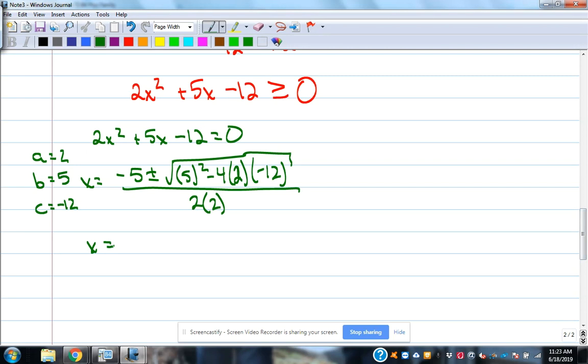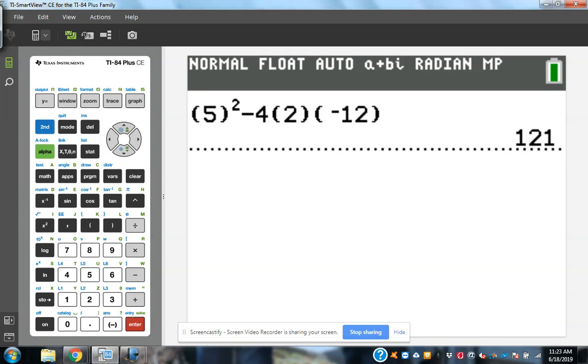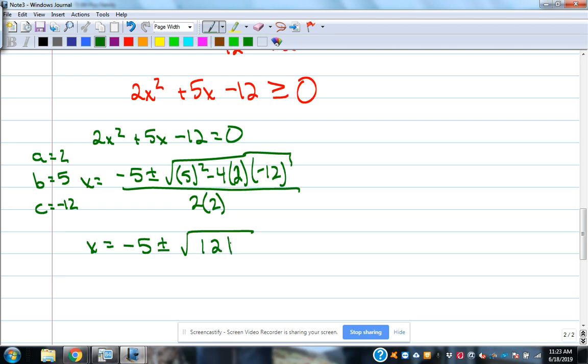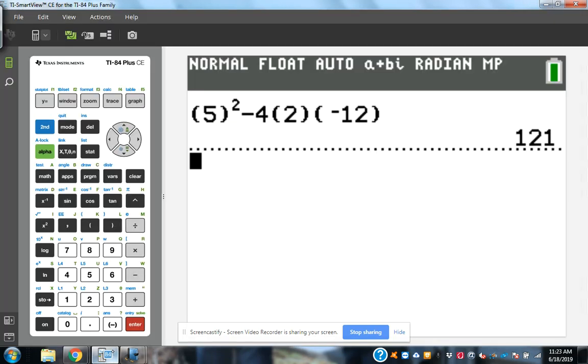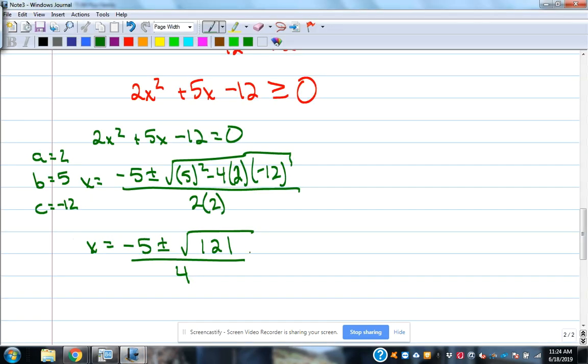I'm going to use the calculator to help me get that discriminant. Find out what that is under the square root. So parentheses 5 squared minus 4 parentheses A parentheses C. 121. It's got a nice discriminant. 121, I'm pretty sure, has a nice square root. I think it's 11. I'll use my calculator to help me. 121, there we go. And it is 11. So that works out nice.